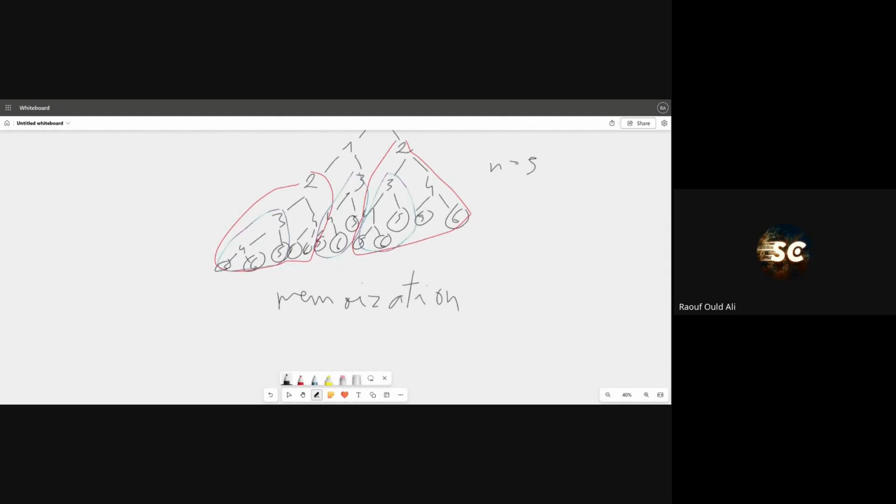Which will consist of, before calling our function, defining some vector. This can be integer or long, dp, of length n, and set it by default to -1. -1 means that we didn't compute yet f of i. Like we have that dp of i equal to -1 means that we didn't compute it.